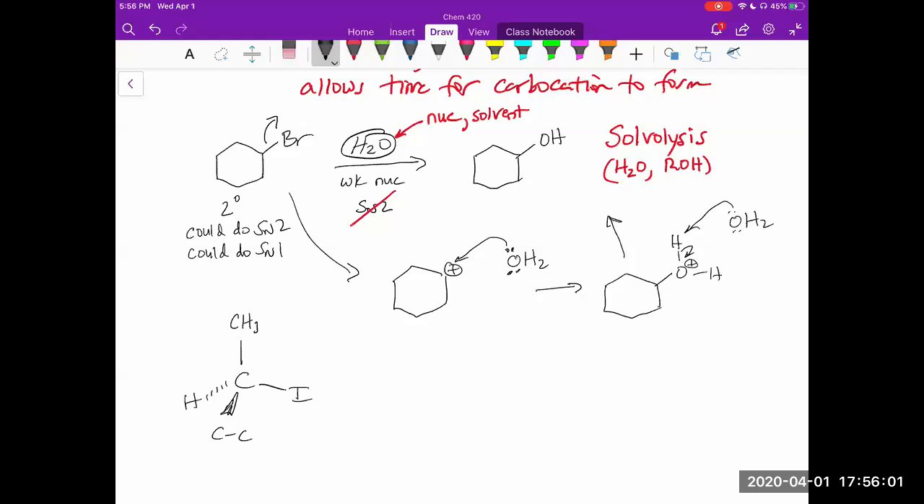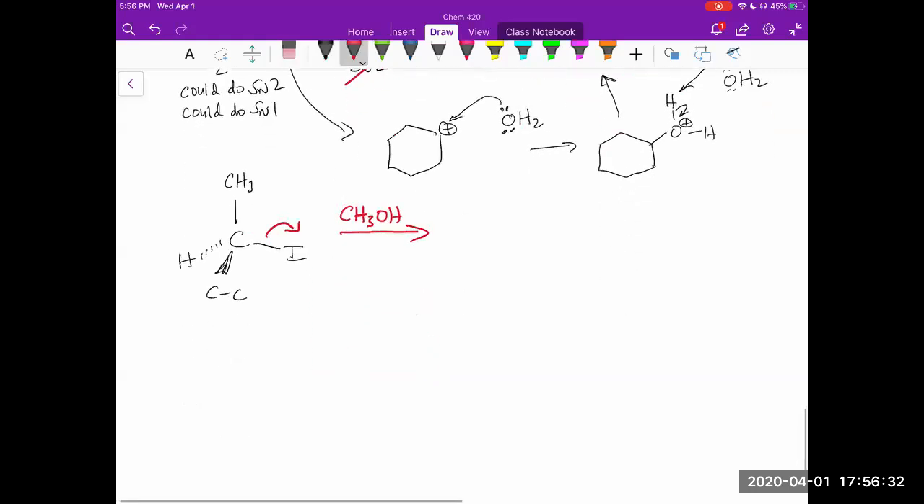Okay, so we have, again, a secondary alkyl halide, and let's do it with a weak nucleophile. Let's do methanol, so an alcohol. Notice there's nothing else there. It's another solvolysis reaction. So what's going to happen is methanol doesn't attack anything because it's not a good nucleophile. So the only thing that can happen is I lose I, and I end up getting a carbocation.